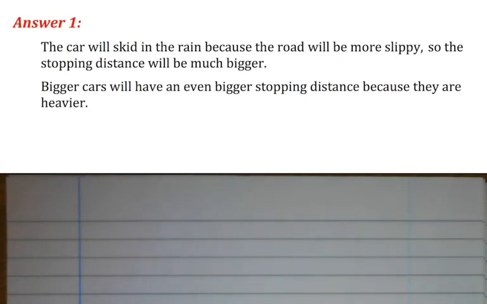Now, what does this answer say? Now, I did write this, but I wouldn't be expecting too many marks. The answer says, the car will skid in the rain because the road will be more slippy, so the stopping distance will be much bigger. I guess that's true. Bigger cars will have an even bigger stopping distance because they're heavier.